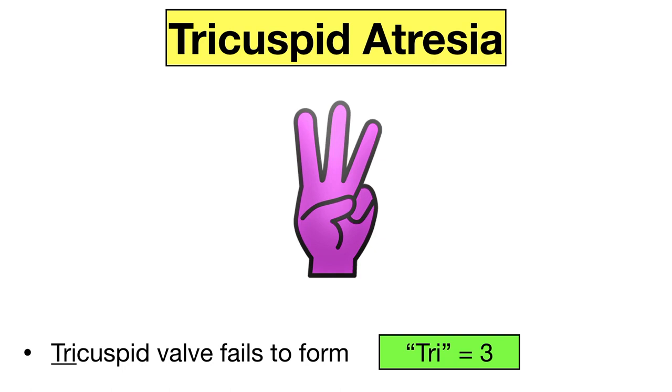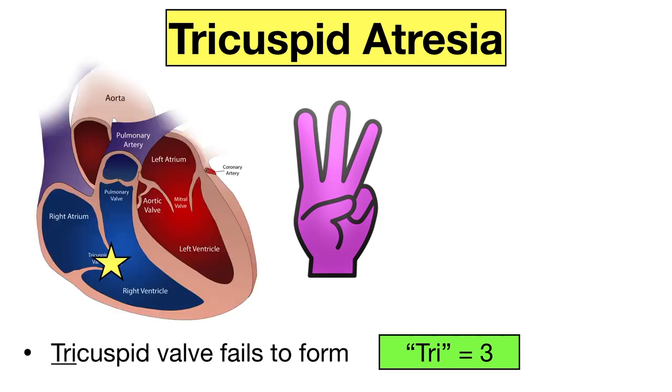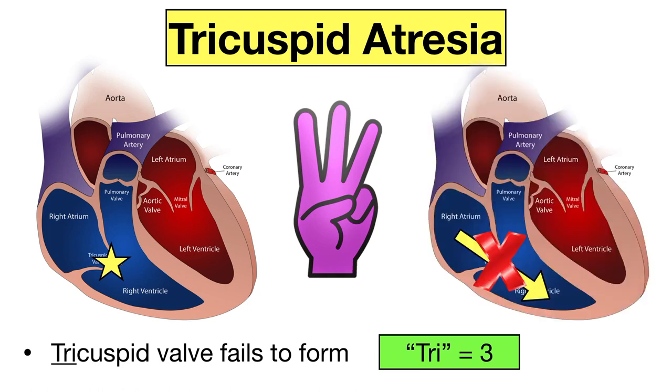So holding up 3 fingers will help you remember tricuspid atresia. Remember from the anatomy of the heart video that there is a valve between the right atrium and right ventricle called the tricuspid valve. In tricuspid atresia, the tricuspid valve fails to form and blood from the right atrium cannot enter the right ventricle. Instead, there is an atrial septal defect, or a hole, which allows blood to pass from the right atrium to the left atrium.